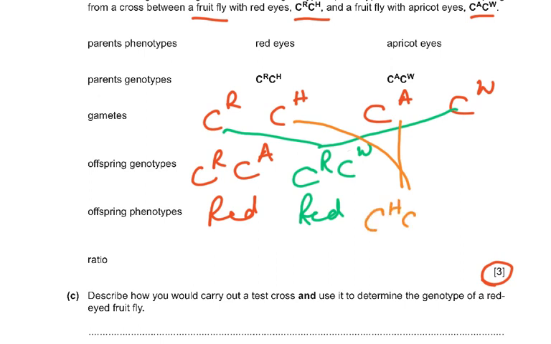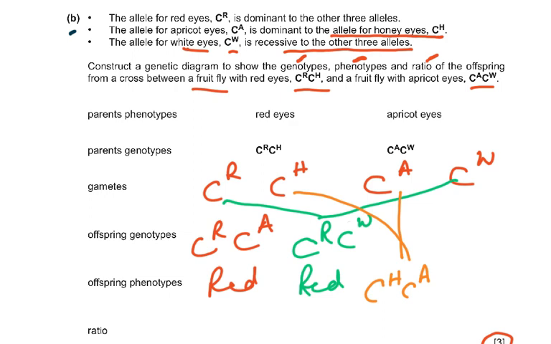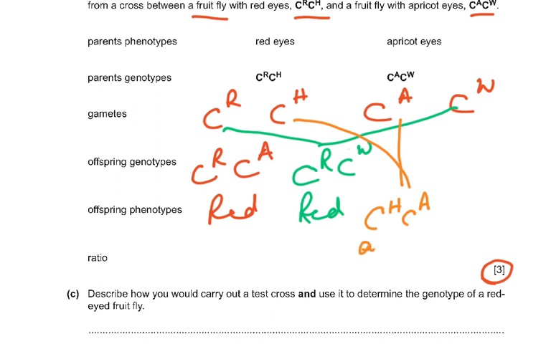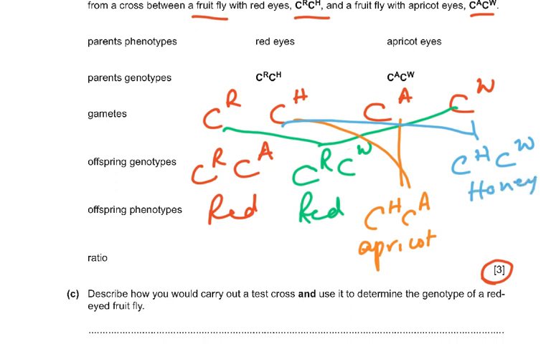And then we have CHCA. What will this be? And what did it say in the question? CA is dominant to the CH allele, so this will be apricot. And then the last one would be CHCW. We know that W is recessive to all of them, so CH will be honey eyes. So this is how we would have done this question.